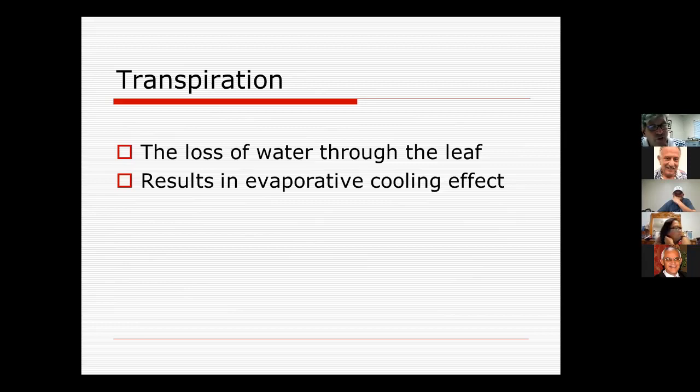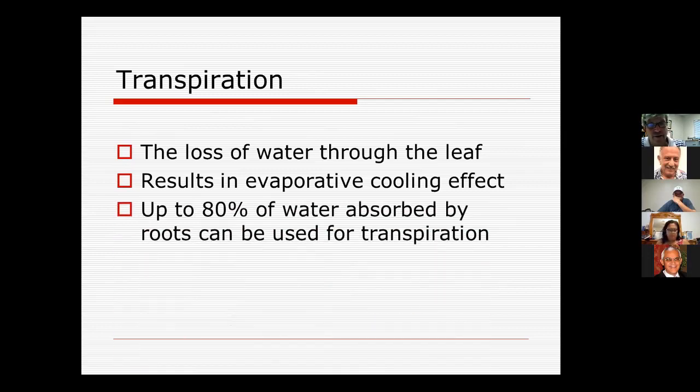And that's why plants use a lot of water in the summer. They're absorbing a lot of extra water, and the water's not being used for photosynthesis. It's being used to keep the plant cool so that the temperature is right inside the leaf for photosynthesis. Some of the research up at Texas A&M in the 80s showed that up to 80% of the water absorbed by roots in the summer could be lost to transpiration.